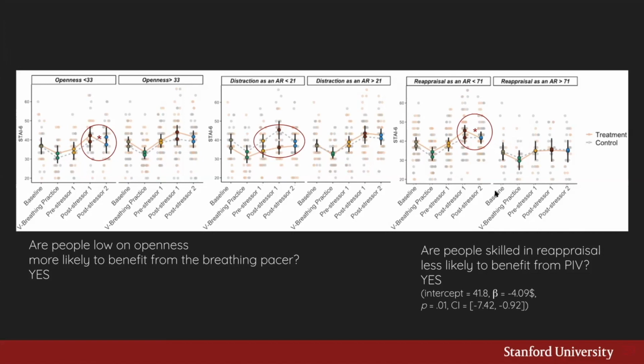Honestly, these results reduced my anxiety. I was concerned that I would see that people more skilled in reappraisal would be more likely to benefit from using the device. Such people are already good at regulating affect, and their anxiety is lower as compared to those less skilled, as we see over here. Instead, we saw the opposite and more desirable outcome. The device seemed to help those who really needed the help.